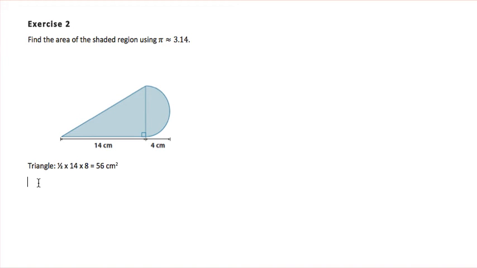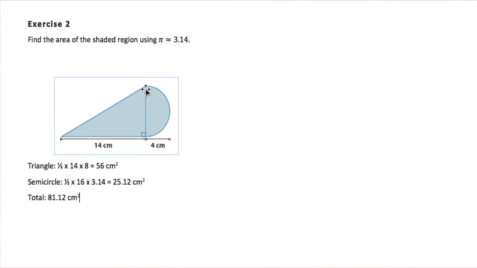So our triangle then is 56 square centimeters, and our semicircle, which is 1/2 times radius squared, and our radius, remember, is 4, so that is 16 times 3.14, and that is 25 12/100 square centimeters. And so altogether, we have 81 12/100 square centimeters. And remember, this is approximate because we have to approximate with pi on our circle.